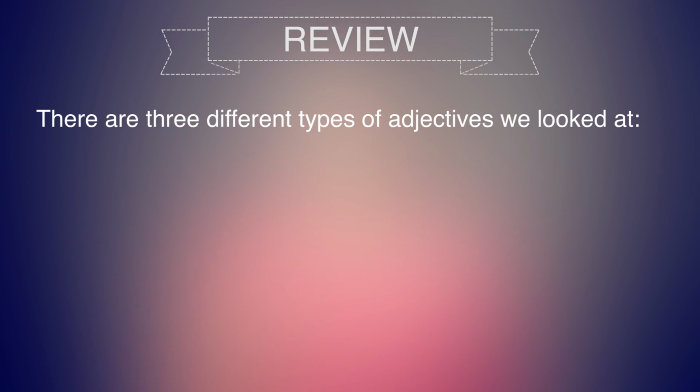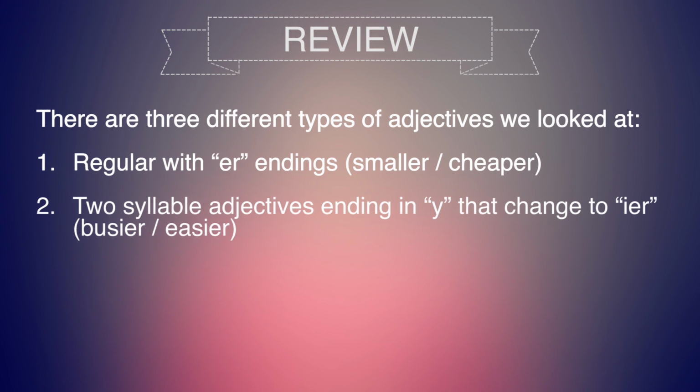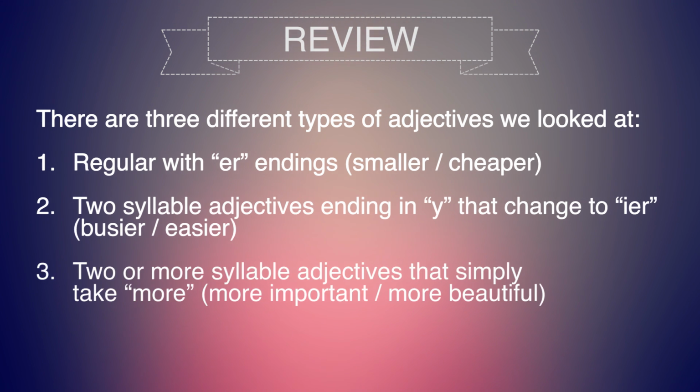Okay, let's review. There are three different types of adjectives we looked at. 1. Regular with ER endings. Smaller. Cheaper. 2. Two-syllable adjectives ending in Y that change to IER. Busier. Easier. 3. Two or more syllable adjectives that simply take more. More important. More beautiful. For now, that's all we need to get started when comparing two things.